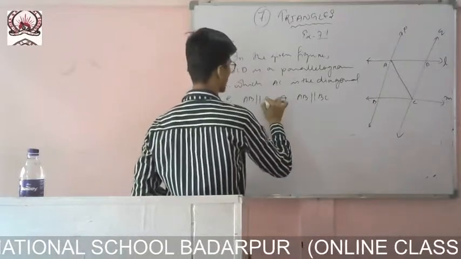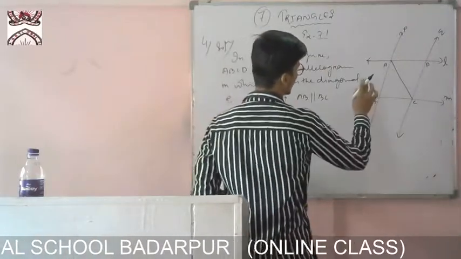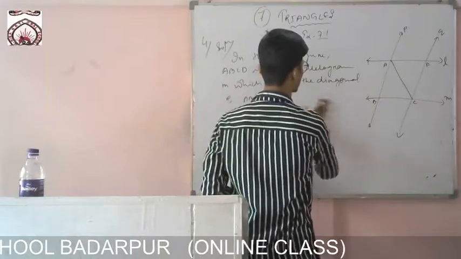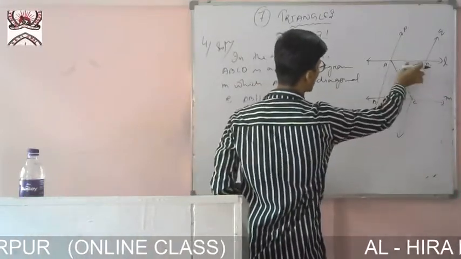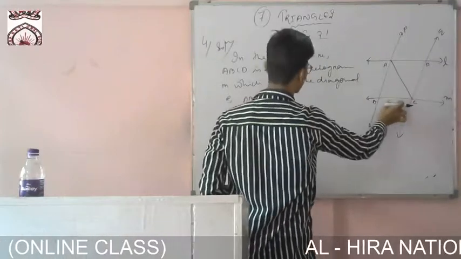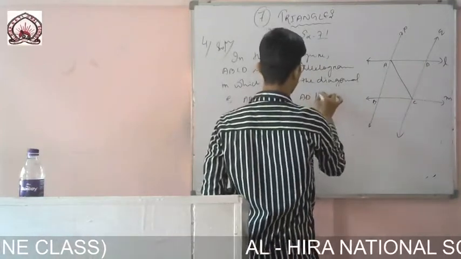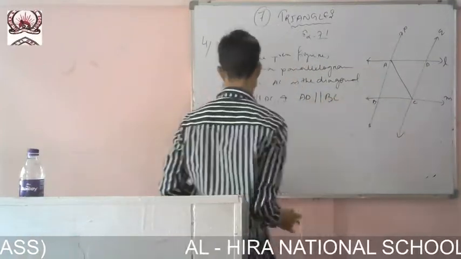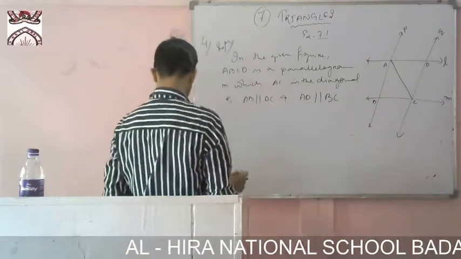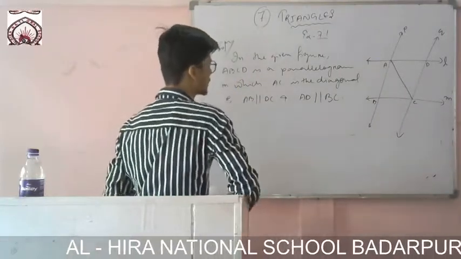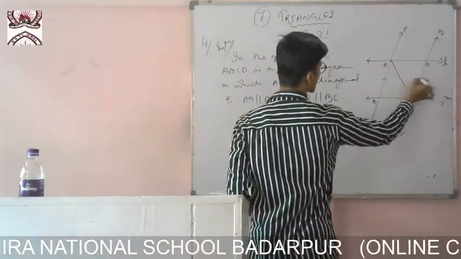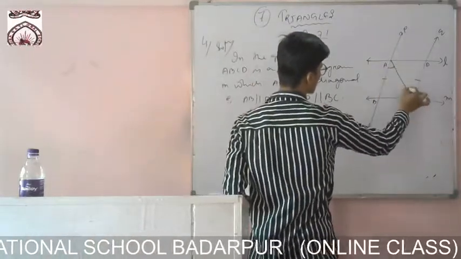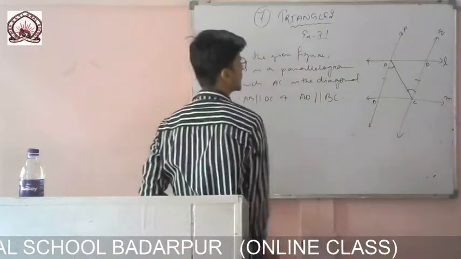Write it in order. AB is parallel to DC and AD will be parallel to BC. Now you see what I can do. If these two lines are parallel, that means this angle and this angle are alternate angles.